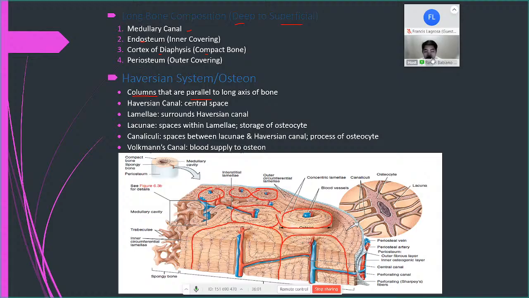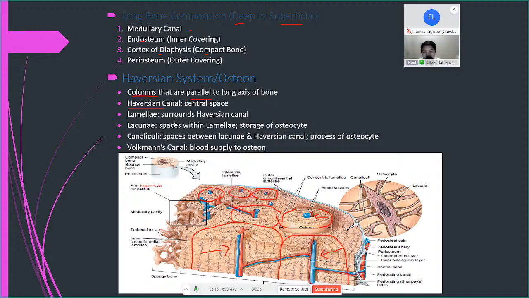Okay, these are important because they hold the blood supply, the nerve, the vein, basically nutrition to the bone, and also the cells. So first we have the Haversian canal. This is the central space. If you look at this picture right here, the central space, that is the Haversian canal, with the blue and red. That's the Haversian canal.